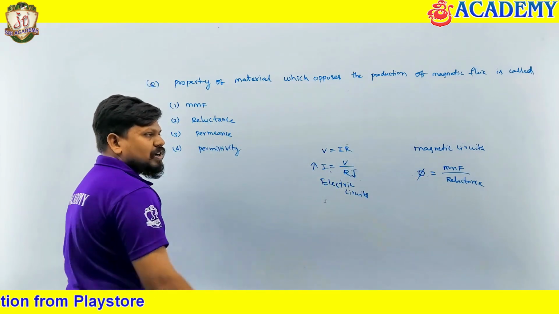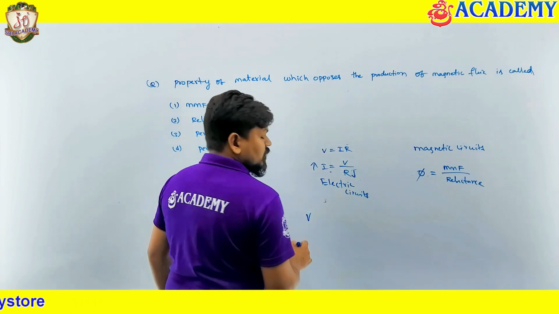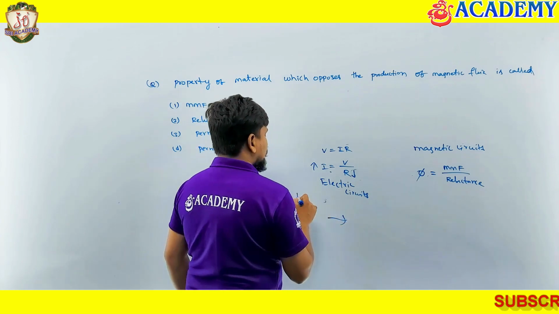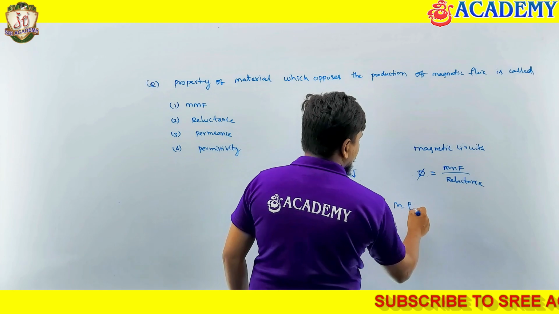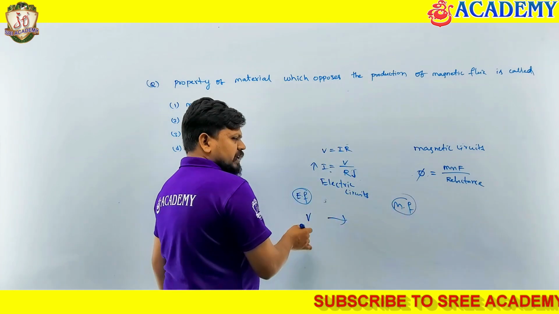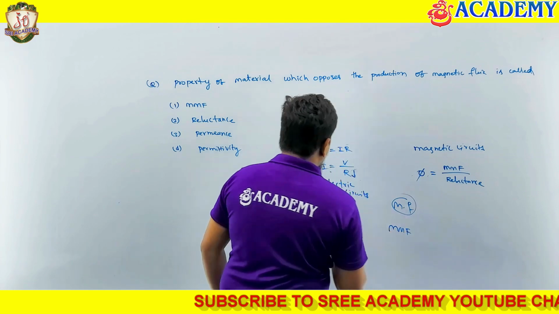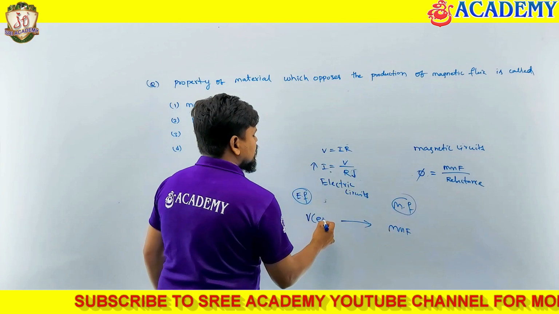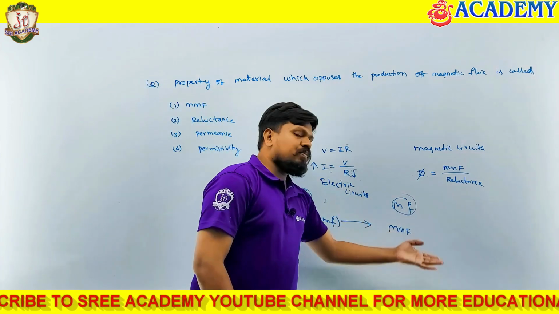Now we have to compare something here. V is nothing but electromotive force, otherwise voltage we will call. This is in the electric fields, and this is magnetic fields. Let's compare. If it is voltage here, what is here? This is mmf. Voltage can also be called EMF, electromotive force. Similarly here we call it mmf.